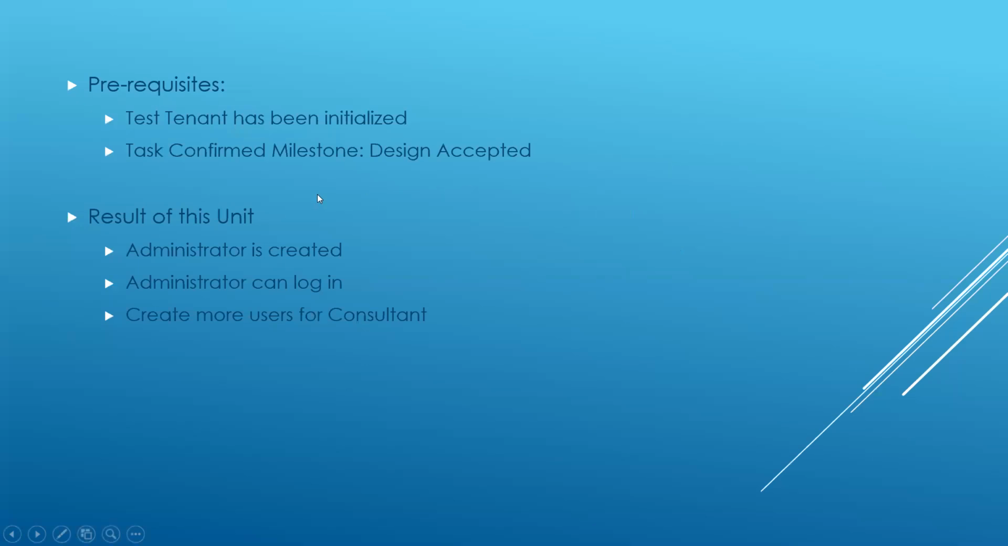The prerequisite of the unit is that you already have a test tenant which had been initialized, and I did it in the first unit. Then you also need to have the task confirm milestone design accepted finished in the activity list of the fine tuning.